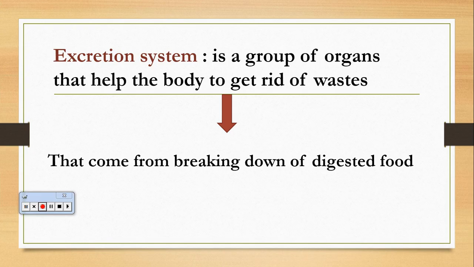When we digest food, some wastes are released from our bodies. There are special organs responsible for getting rid of these wastes. There is a system called the excretion system that is responsible for getting rid of wastes. So we can say that the excretion system is a group of organs that help the body to get rid of wastes that come from breaking down of digested food. Understand?